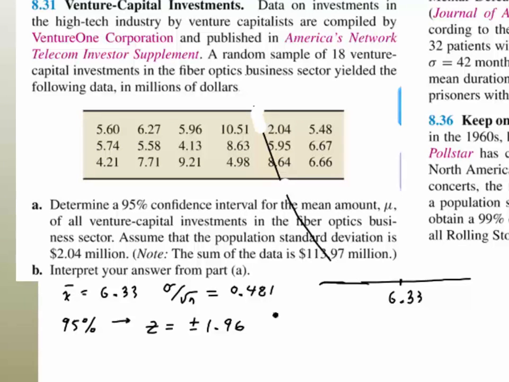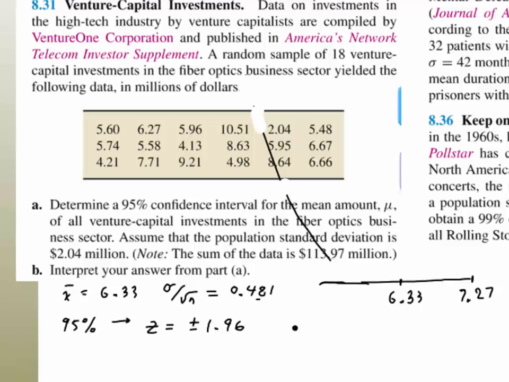So from there, we're going to go up from 6.33, we're going to go up 1.96 of those, right? 1.96 of those, almost two of those, right? Almost two 0.481s up from 6.33. That'll give us the top of our confidence interval. And what do you get when you do that? Nice and loud. 7.27? Awesome.